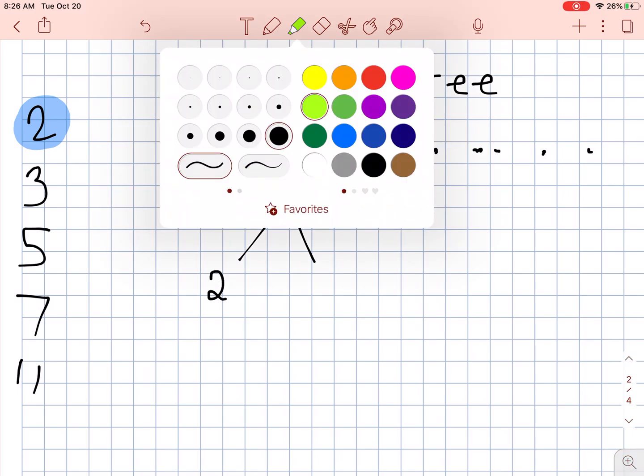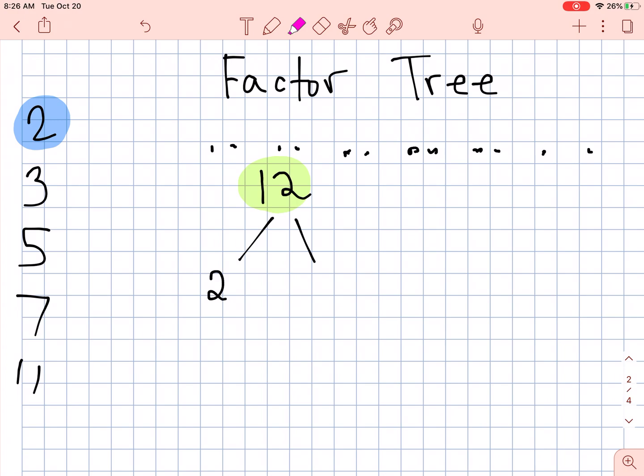Next question would be 2 times what? So 2 times what equals 12? Let's see here. 1, 2, 3, 4, 5, 6. So 2 times 6 equals 12.